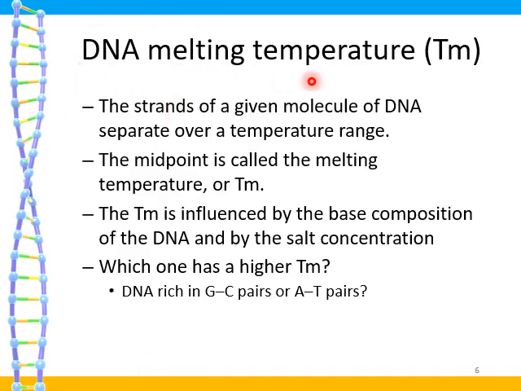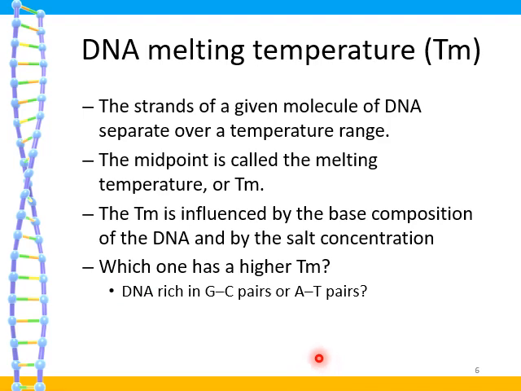We have a melting temperature for the DNA. The strands of a given molecule of DNA separate over a temperature range, and the midpoint is called the melting temperature, or Tm. Tm is actually the temperature at which half of the DNA molecules are denatured. And Tm is influenced by the base composition of the DNA and by the salt concentration.